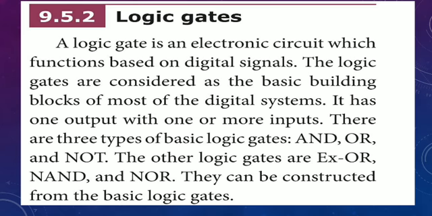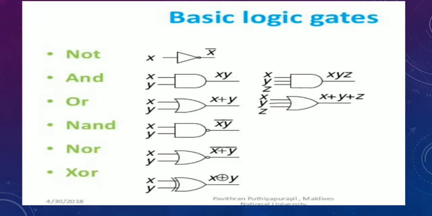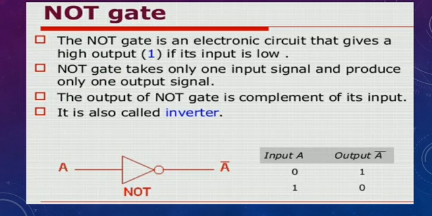Okay, students? Now, we already discussed the basic logic gates. See this: NOT gate, AND gate, OR gate, NAND gate, NOR gate, and XOR gate. So these are the symbols. I'll tell you one by one. First gate is the NOT gate.